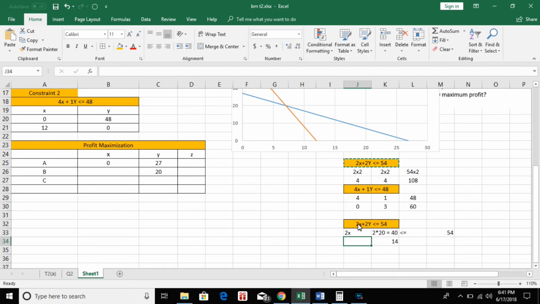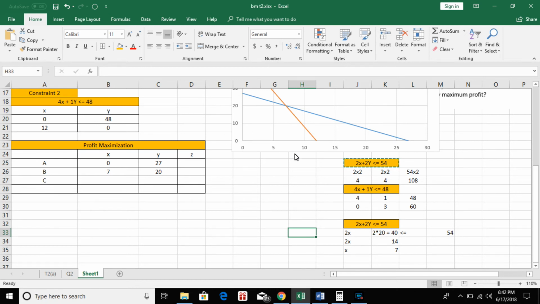And here is 2x. So 14 divided by 2 is 7. x will be 7. We got the value for x also, so just simply put 7 here. Just a little bit of an overview on this part.